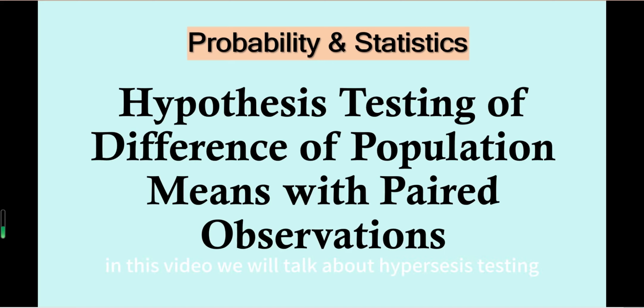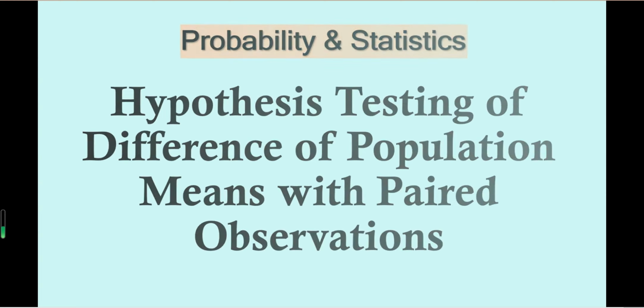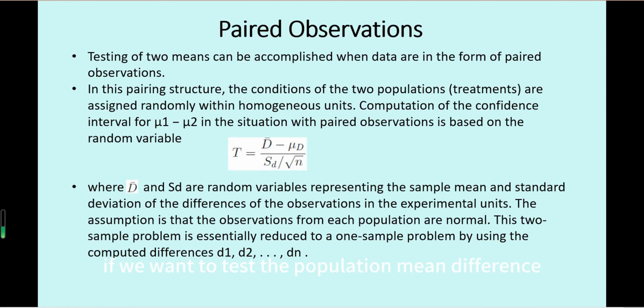In this video, we will talk about hypothesis testing of the difference of population means using paired observations. If we want to test the population mean difference, usually we take random samples from both populations and calculate the sample means for each sample. And the sample size may be different, right?